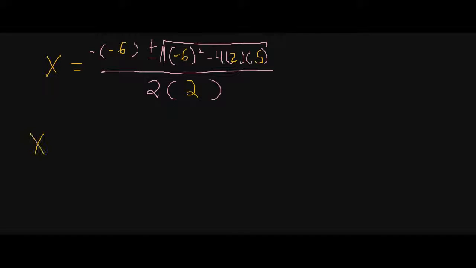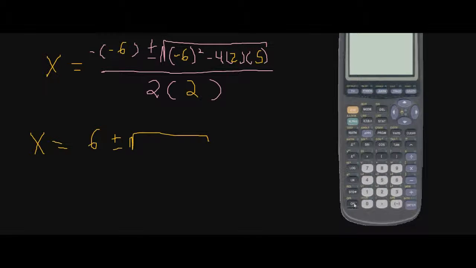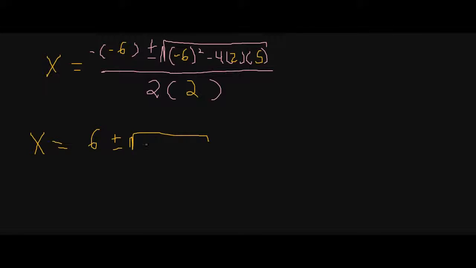Last but not least, let's solve this down. We're going to get x is equal to, well, negative times the negative here is going to be positive, so we get 6 plus or minus the square root. Like I told you before, I personally don't mind if you use your calculator. As a matter of fact, I recommend it. So we get negative 6 squared minus 4a, which is 2, times 5, and we get negative 4. Wow, that's awesome. We get negative 4 all divided by, well, what's 2 times 2? That's right, it's going to be 4.